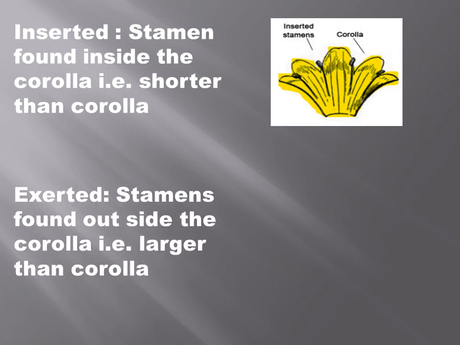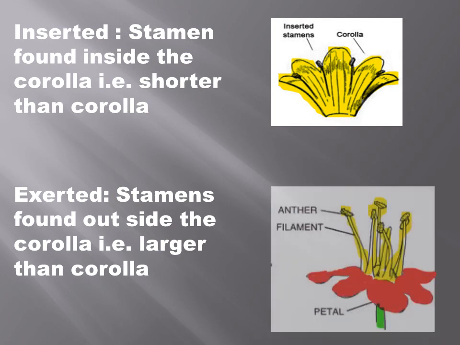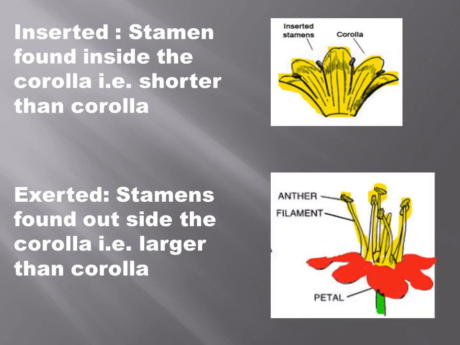The next type is exerted stamens. In this, the stamens are found outside the corolla, that is, larger than the corolla. Inserted means inside and exerted means outside. So the difference between inserted and exerted is that when the stamens are present inside the corolla, this is the inserted stamen, and when they are present outside the corolla, they are called the exerted stamen. For example, here you can clearly see that these are the stamens present outside the petal. So these are the exerted stamens.